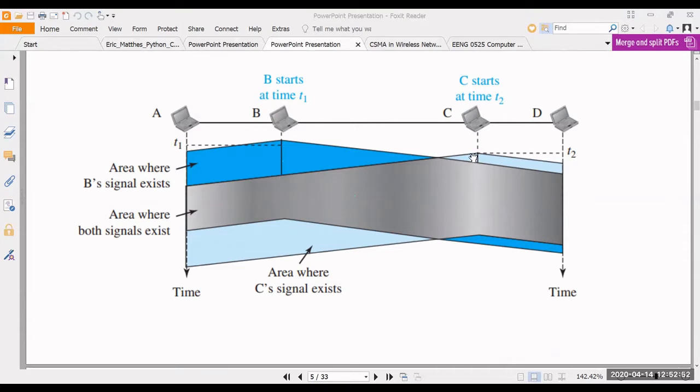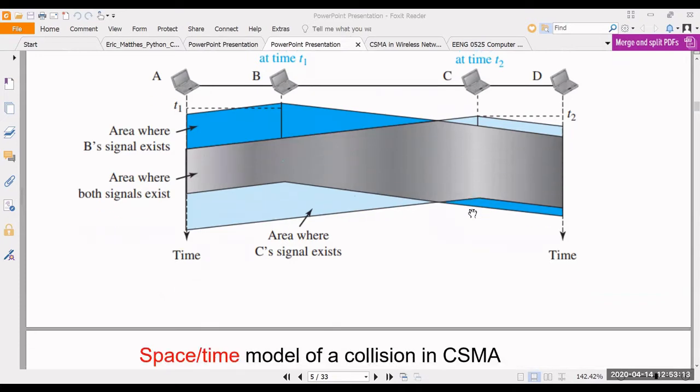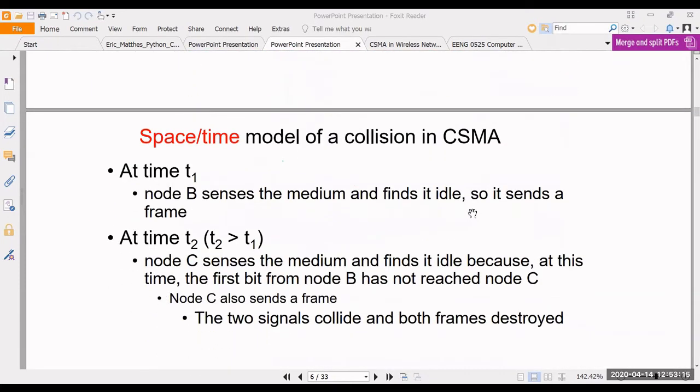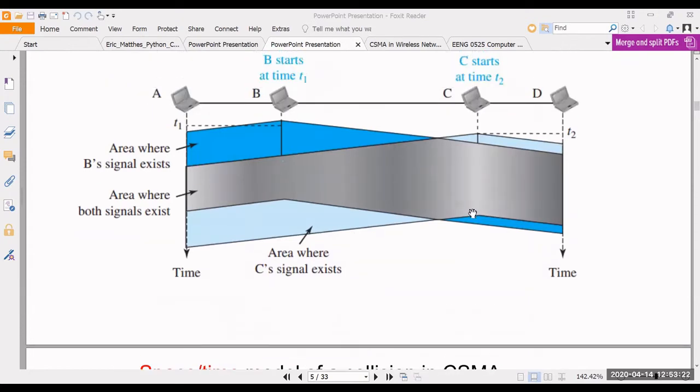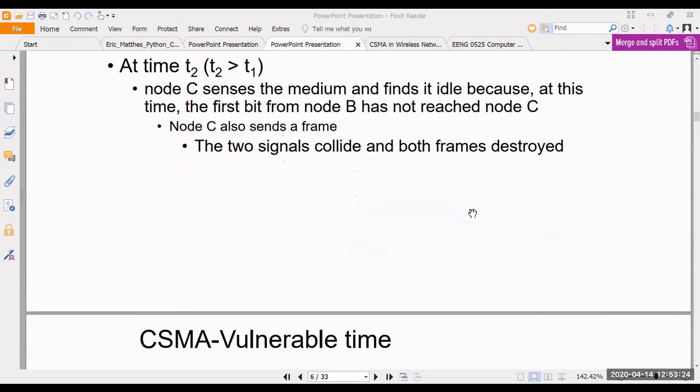But at this particular time, T2, C senses the channel again. Because the first bit of B hasn't actually gotten to C at that particular time, T2, C feels the channel is also free, right? It also starts transmitting. And when it starts transmitting, there's a possible incidence of collision. When there's collision, it means frames crash, and then we lose them. That is just the basic idea.